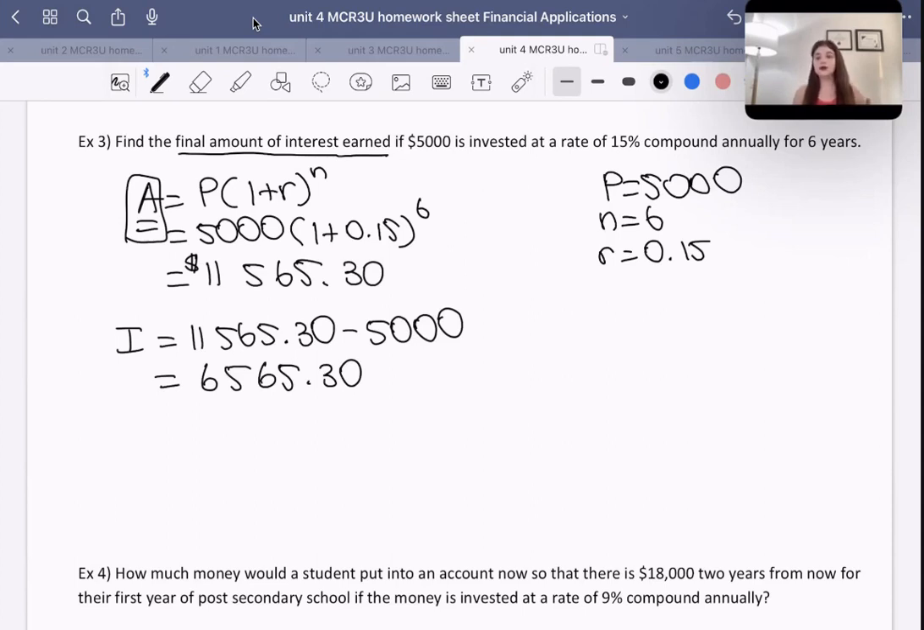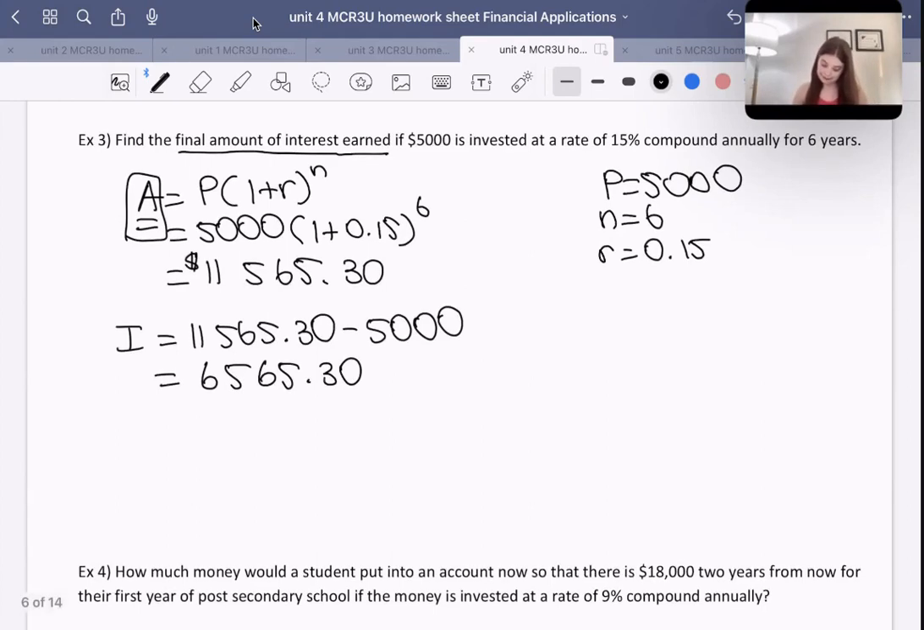There's only 2 ways that we can get money in our bank account in these scenarios. One is to deposit money. The other one is to earn interest by keeping our money in the bank for a certain amount of time. All right. Very good.